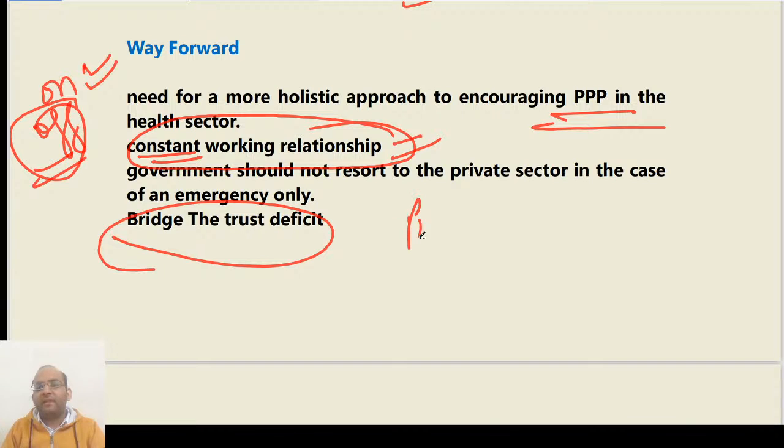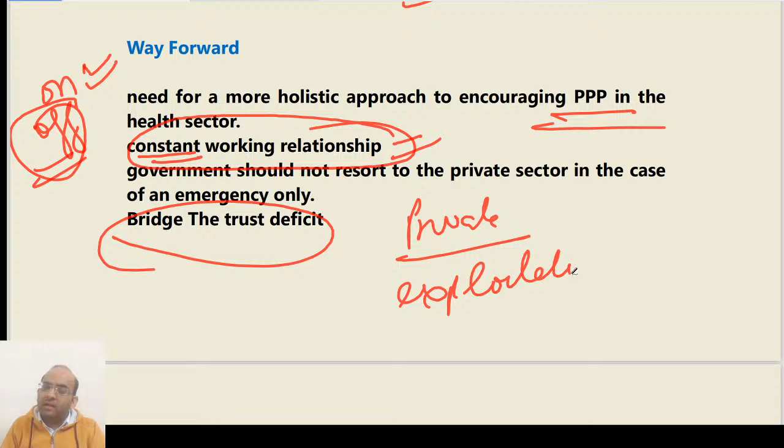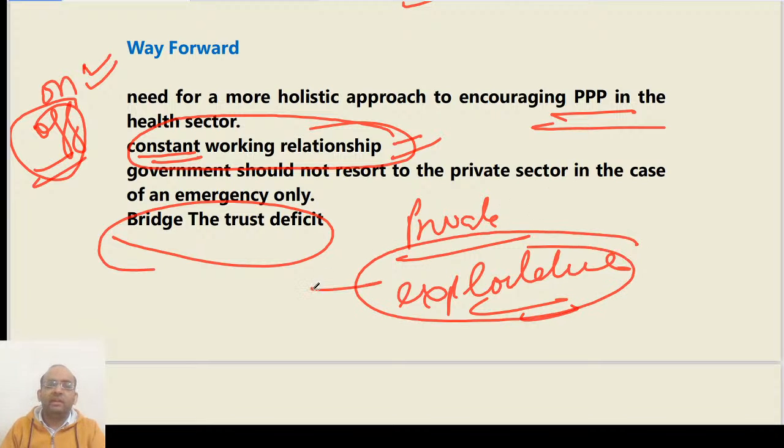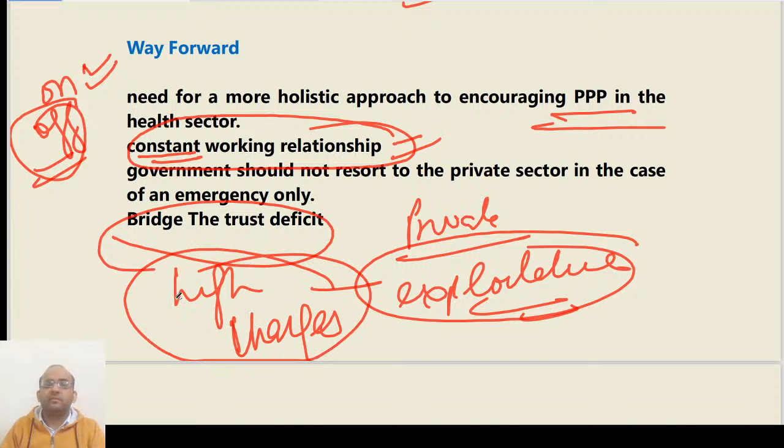What happens? The private sector in the health sector is a little bit exploitative. It does provide quality healthcare service, no doubt. It does provide innovative methods of health recovery, ailment cure, disease cure, etc. It does help the public sector in combating disease or healthcare challenges, but it is a little bit exploitative in terms of high charges for their healthcare service.